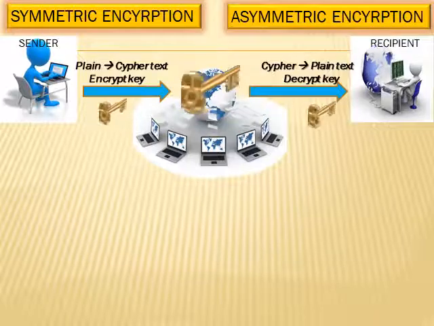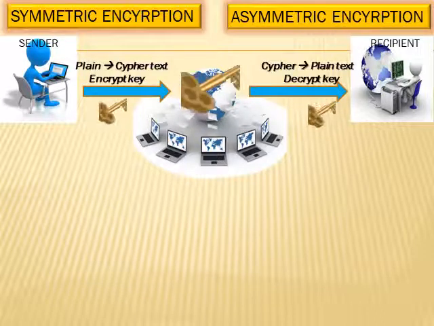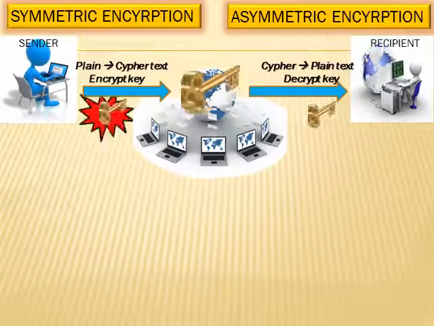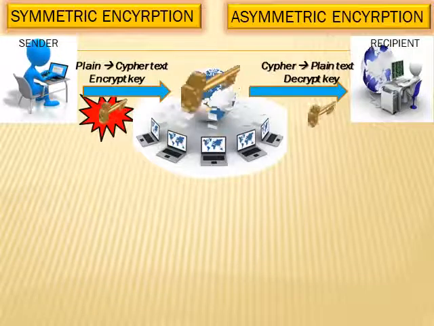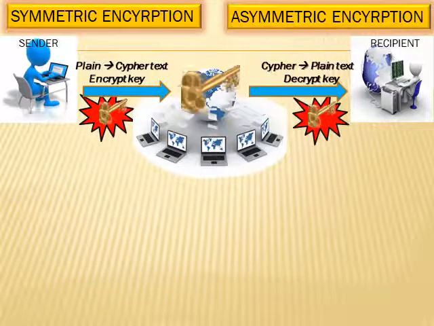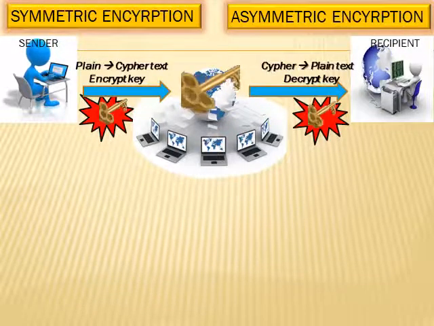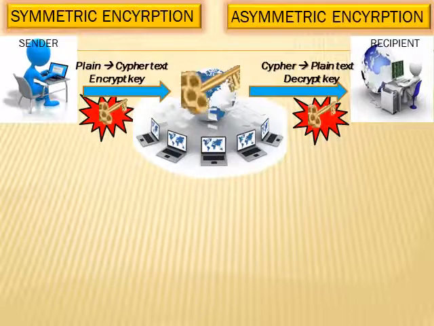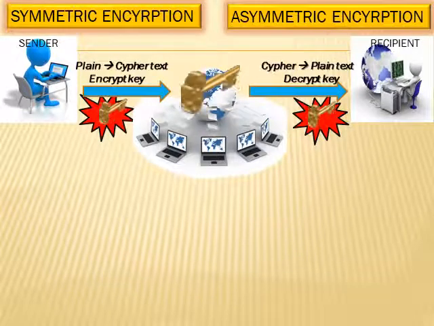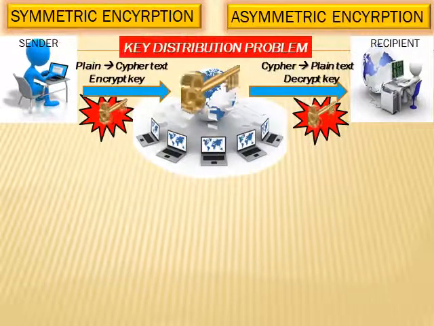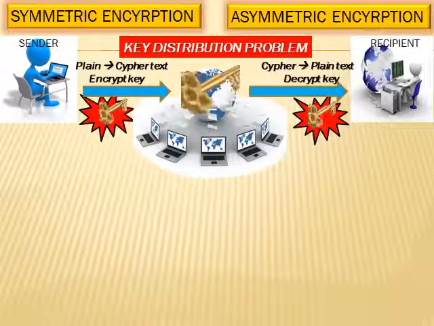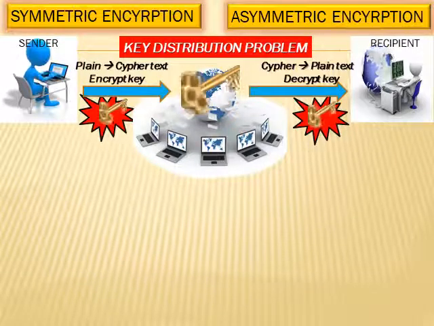What is the problem here? During the distribution of the key, the key itself can be endangered. A hacker may tap into the system during transmission and intercept the key. This somehow makes the ciphertext insecure, too. This condition is called the key distribution problem. There are techniques used to solve this problem.